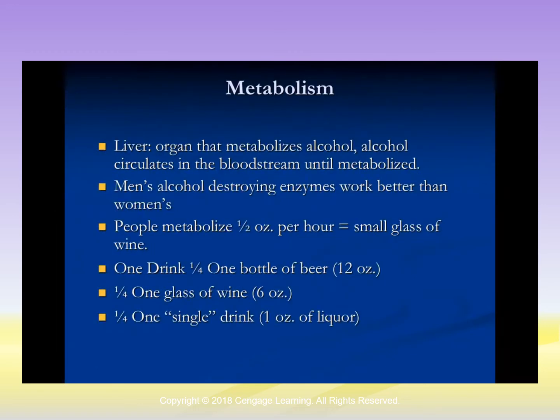Okay, so we're going to talk a little bit about metabolism, basic physiology. So you have your organs of excretion, if you remember from 7th or 8th grade biology class. So our liver metabolizes alcohol, and alcohol circulates in the bloodstream until metabolized. So that's where we have our blood alcohol content, right? How much we have. Okay.